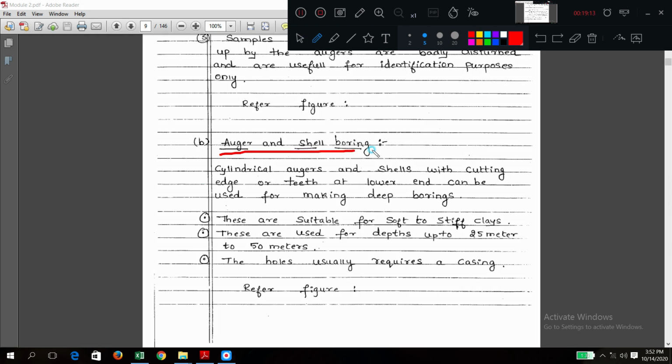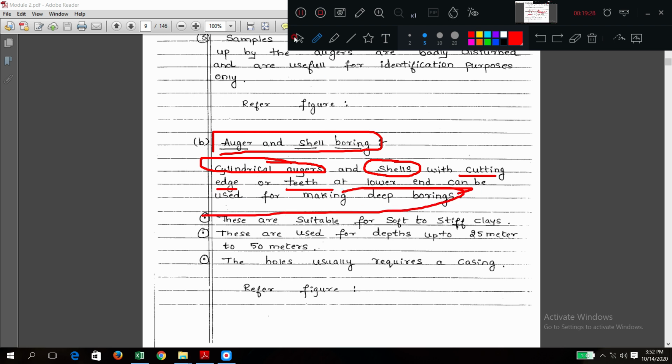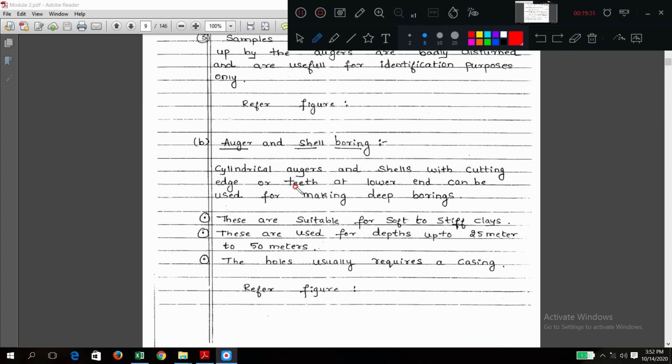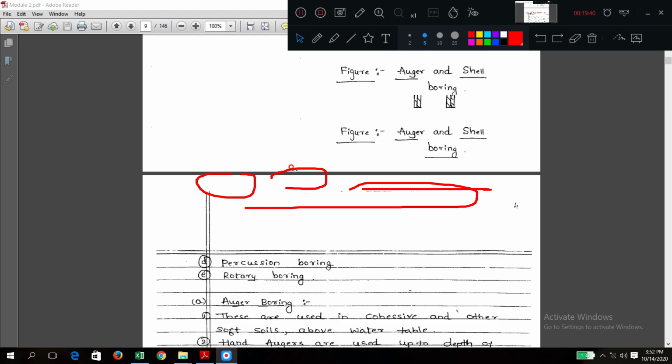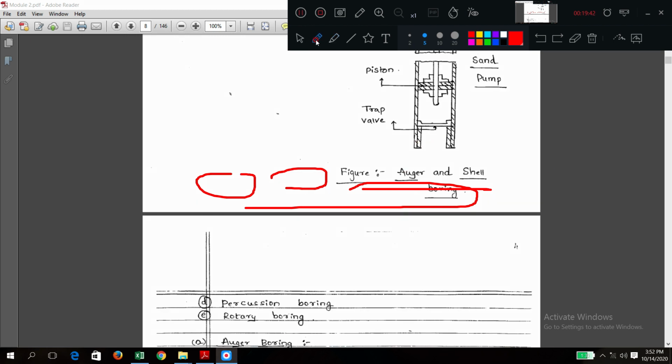Here in auger and shell boring, what we have seen, these are cylindrical augers, and these have shells with a cutting edge. The teeth or lower end can be used for making deep borings. These have a cutting edge, these have teeth, at the lower end. This is the lower end. Cutting edge means, when you enlarge this, it will be like this: a sharp edge.